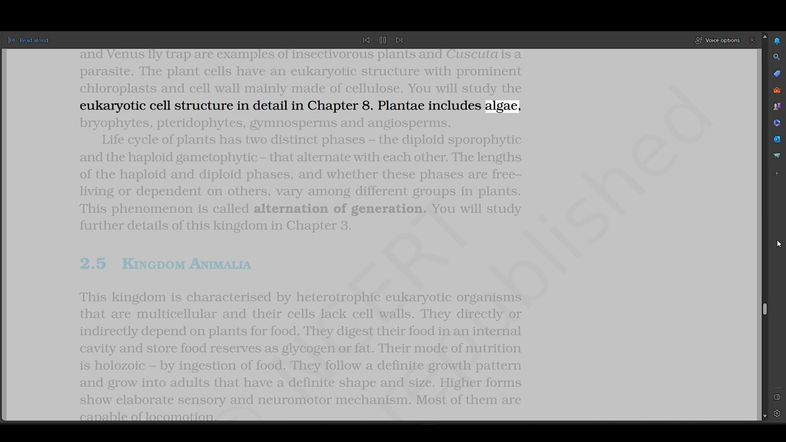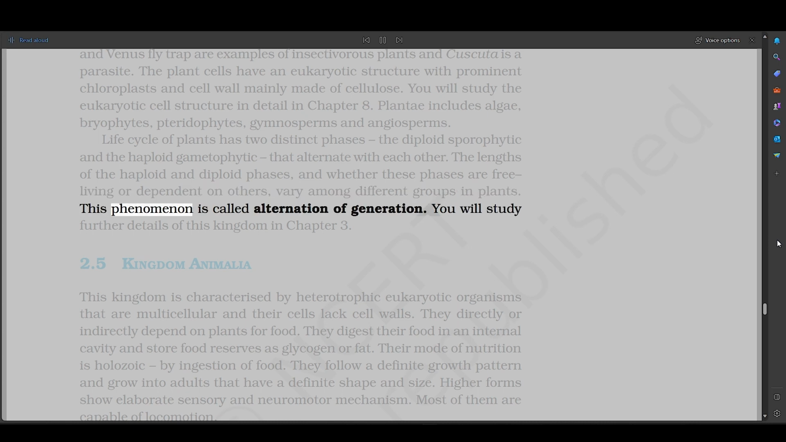Plantae includes algae, bryophytes, pteridophytes, gymnosperms, and angiosperms. The life cycle of plants has two distinct phases, the diploid sporophytic and the haploid gametophytic, that alternate with each other. The lengths of the haploid and diploid phases, and whether these phases are free living or dependent on others, vary among different groups in plants. This phenomenon is called alternation of generation. You will study further details of this kingdom in Chapter 3.